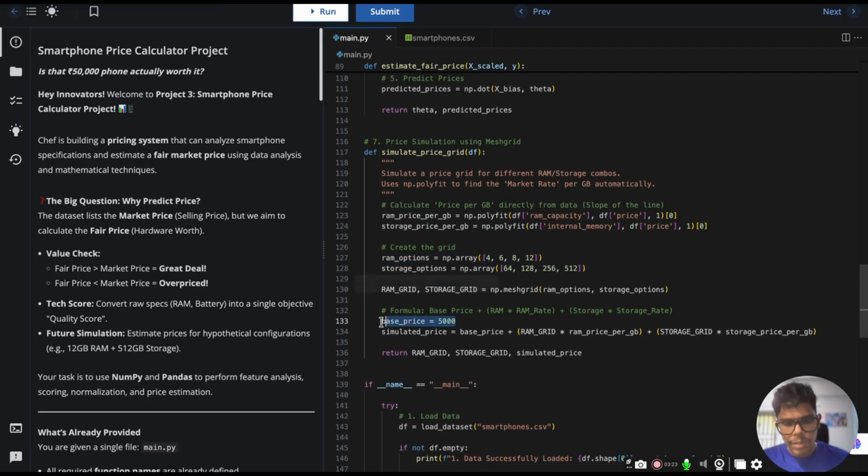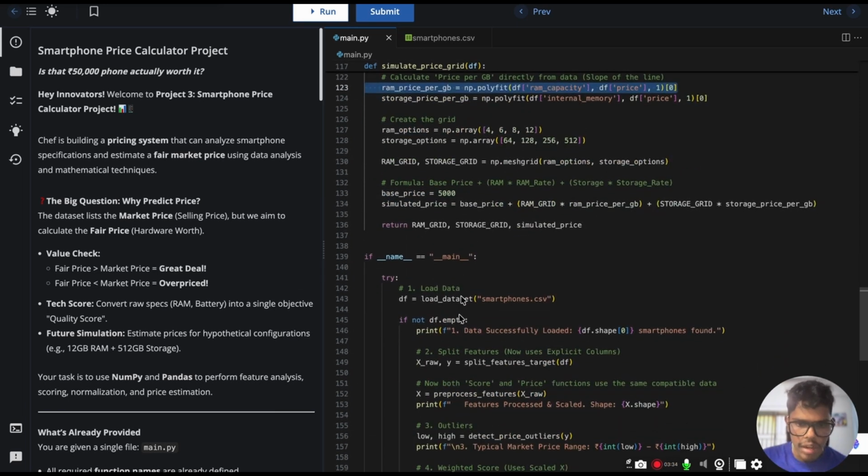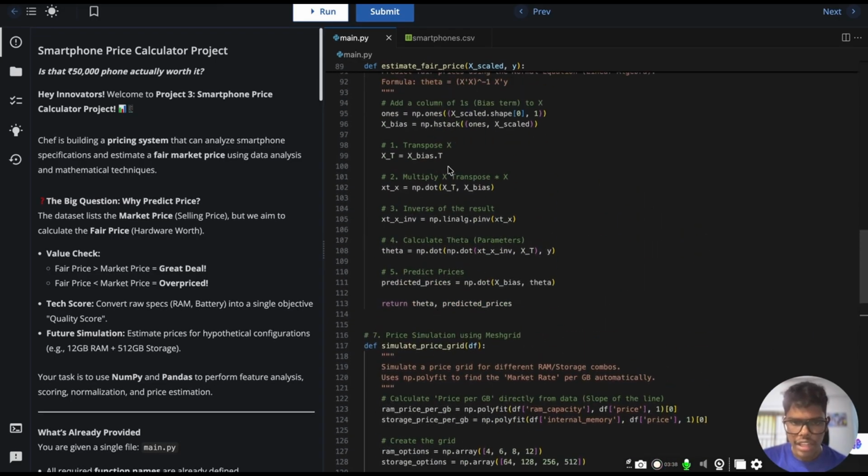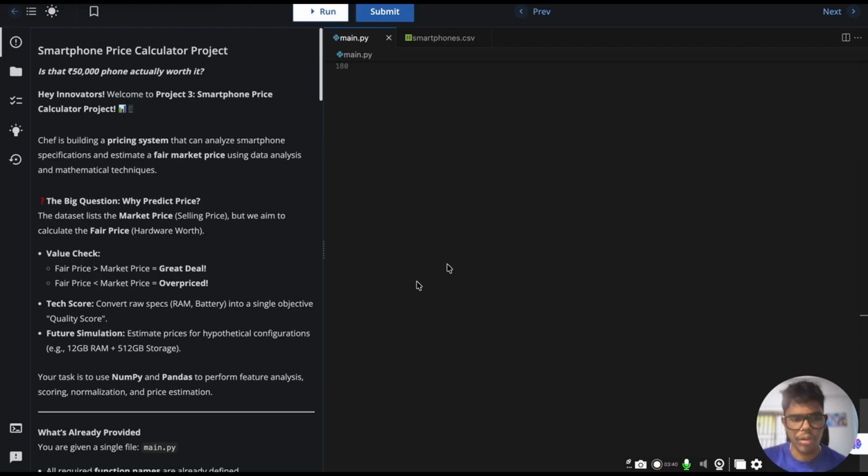Then the base price, followed by the estimated price for this particular grid, that is the RAM options, followed by how much price there is for 1 GB of RAM. Then we calculate the main price. Then we check whether the main price and our estimated price match, which is the value check. Now let me run the program.